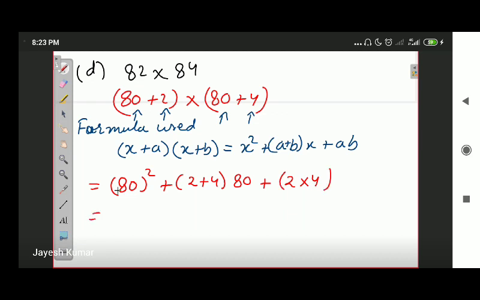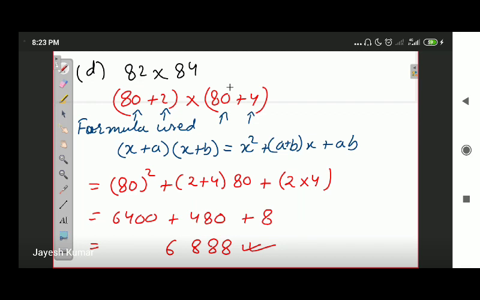80² is 8² is 64, with 2 zeros after that. 2 plus 4 is 6, and 6 into 80: 6 eights are 48. 2 into 4, sorry, not 12, 2 fours are 8. Now we will add these: 6888. Even if you multiply both of these numbers directly, I guess you will get the same answer.